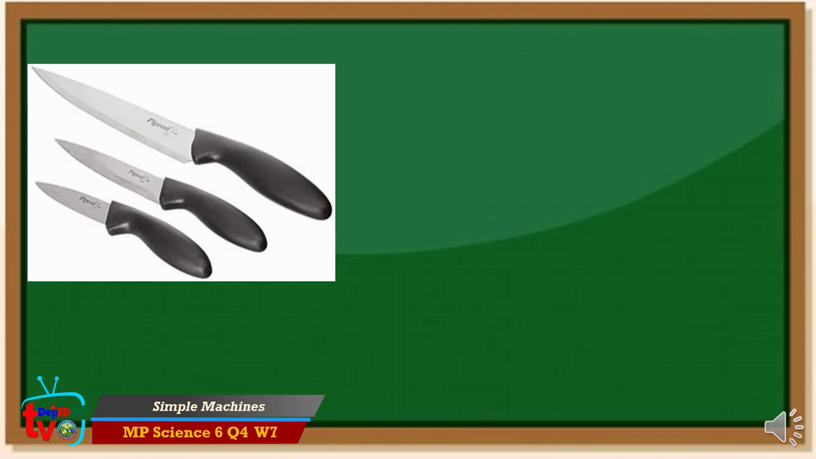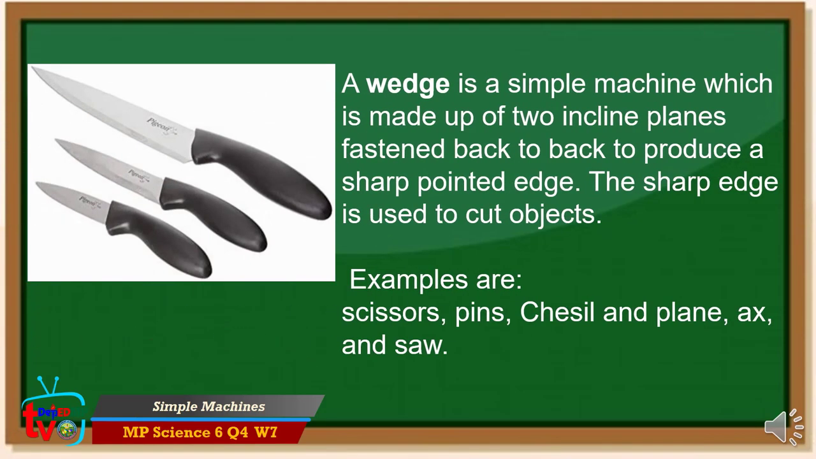Next is a wedge. A wedge is a simple machine which is made up of two inclined planes, fastened back to back to produce a sharp pointed edge. The sharp edge is used to cut objects. Examples are scissors, pins, chisel and plane, axe and saw.